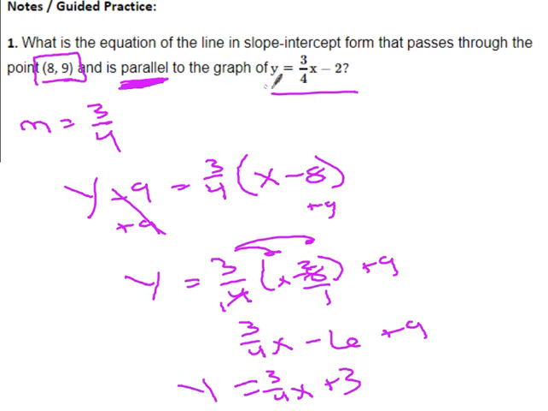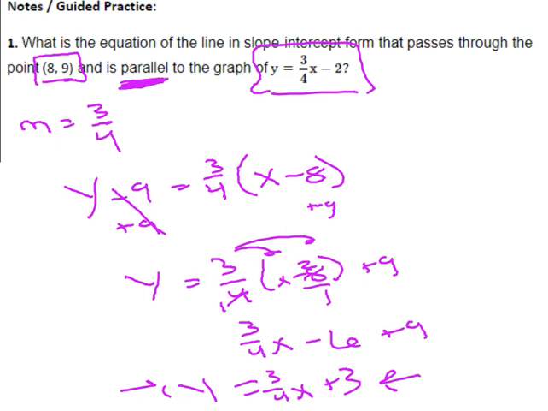So this line right here and this line right here are parallel because they have the exact same slope. This one has a y-intercept of -2 and this one has a y-intercept of +3, which is why this one is able to go through this point over here.